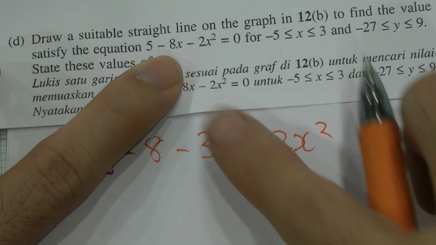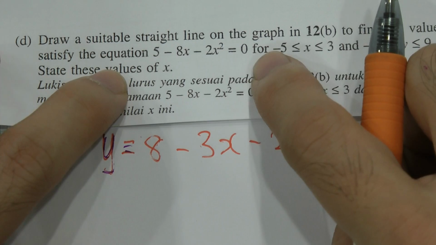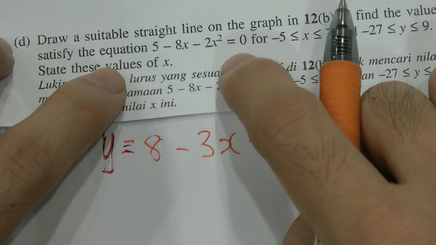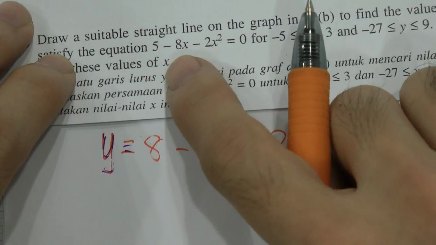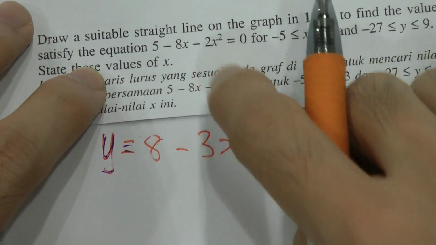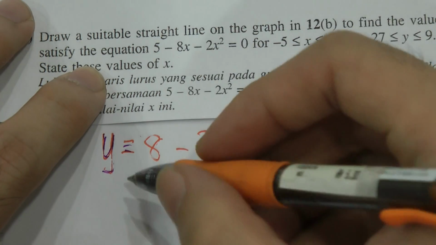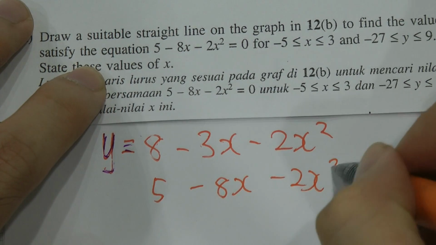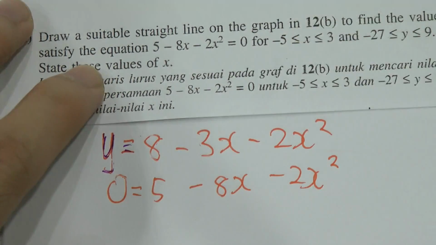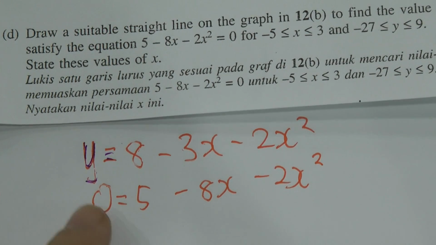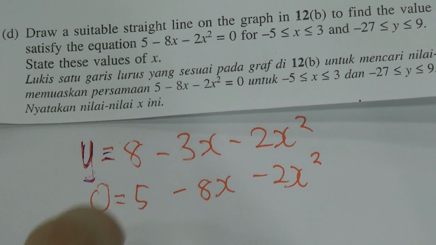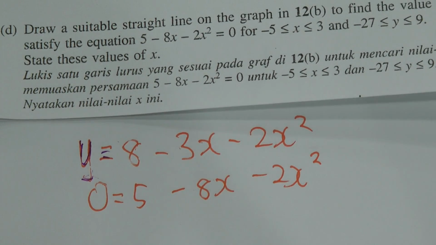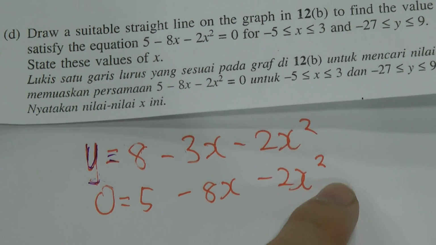He asks you, from this equation, draw the suitable straight line. You know straight line, you shouldn't have the power more than 1. This one you got power 2, means you have to solve it. So I just rearrange this one like this: 5 minus 8x minus 2x squared equal to 0. I rearrange 0 in front because later I have to use this equation minus this equation in order to delete the x squared. Because we want to draw a suitable straight line, we cannot have x squared.